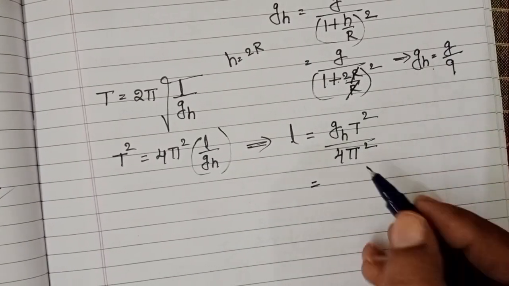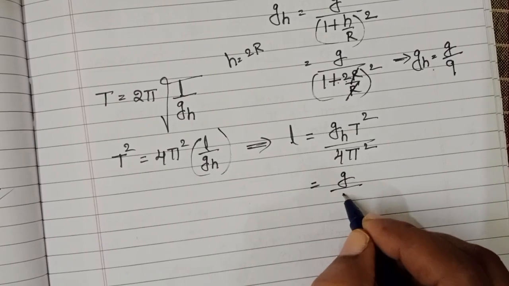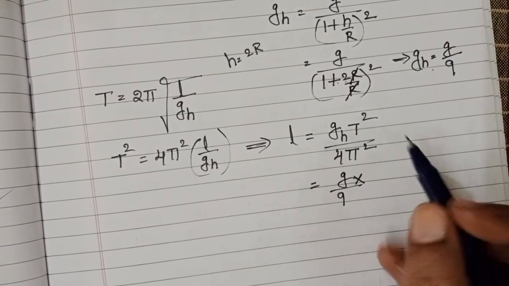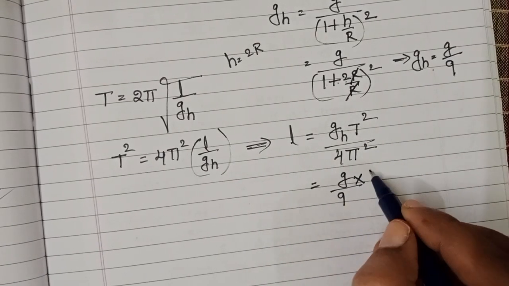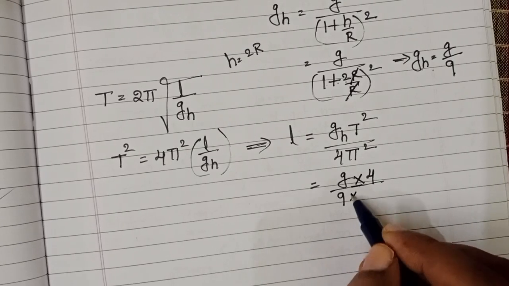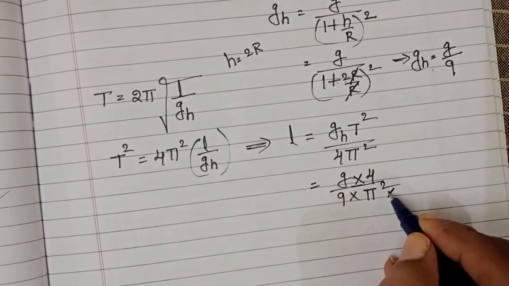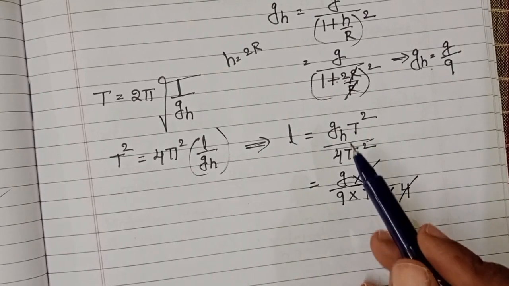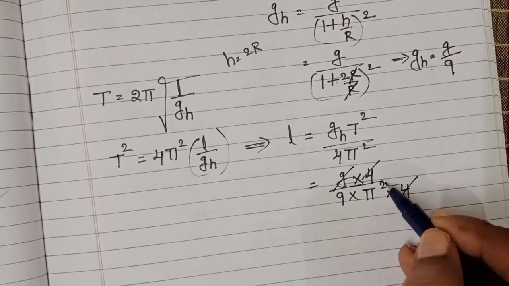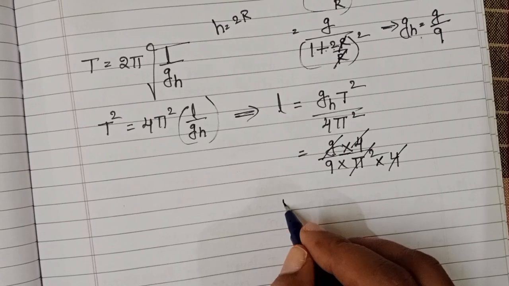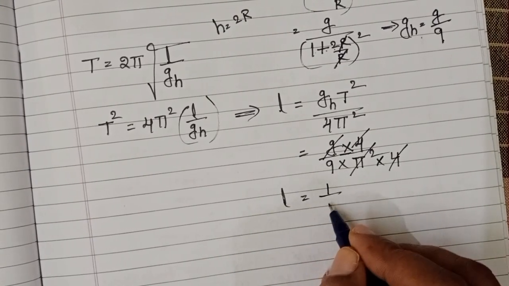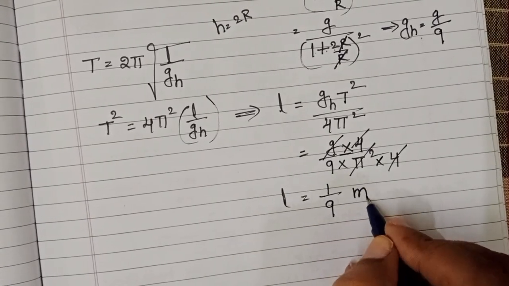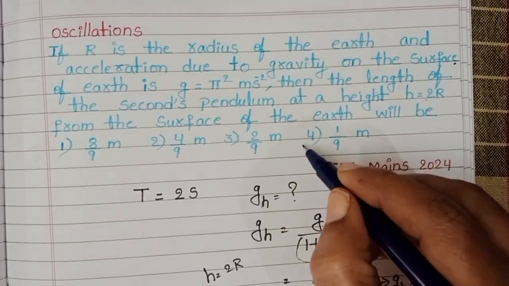g_h equals to g by 9. g by 9 into T value 2 seconds. 2 square becomes 4. Into 4, 4 gets cancelled. Given g value is pi square, so pi square gets cancelled. Length of the seconds pendulum is equal to 1 by 9 meters. Fourth option is correct.